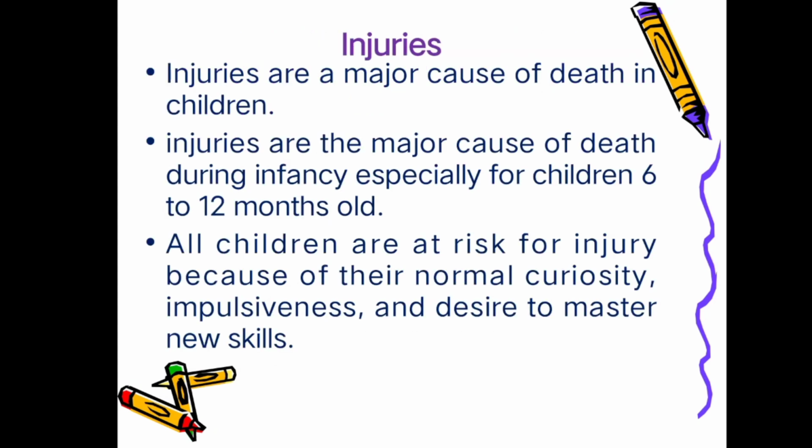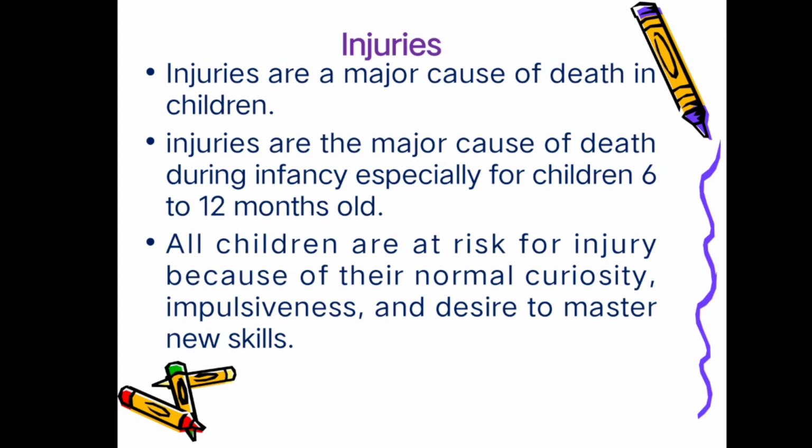Next is injuries. Injuries are a major cause of death in children. Injuries are the major cause of death during infancy, especially for children 6 to 12 months old. All children are at risk for injury because of their normal curiosity, impulsive behavior, and desire to master new skills. They have a behavior of exploring new things, so when they do these activities, they may end up with injuries.